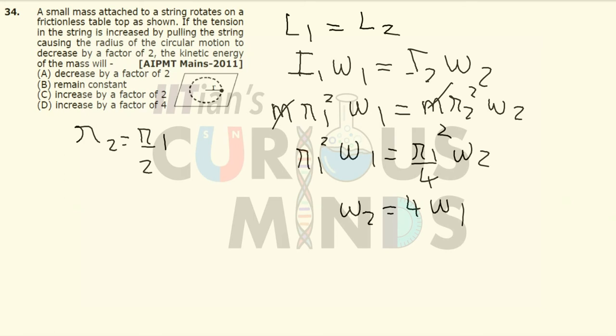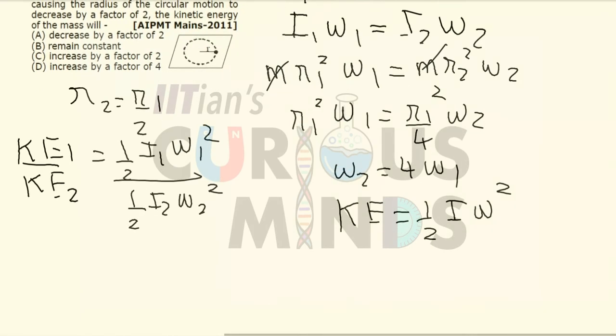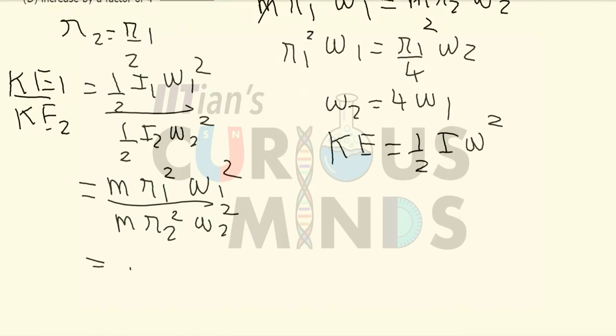Now we have to calculate by what factor the kinetic energy is increased. The formula of kinetic energy is half I omega square. So kinetic energy 1 divided by kinetic energy 2 will be equal to half I1 omega 1 square divided by half I2 omega 2 square. So basically it will be m r1 square into omega 1 square divided by m r2 square into omega 2 square. Now r2 is equal to half of r1, so it will be r1 square divided by r1 square divided by 4, and omega 1 square will remain as it is.